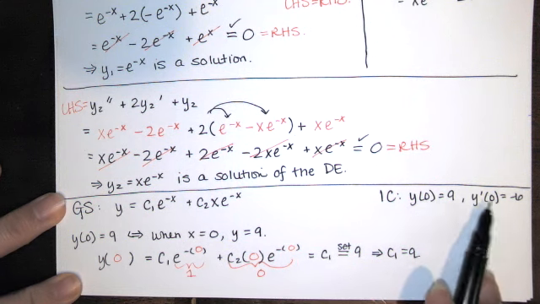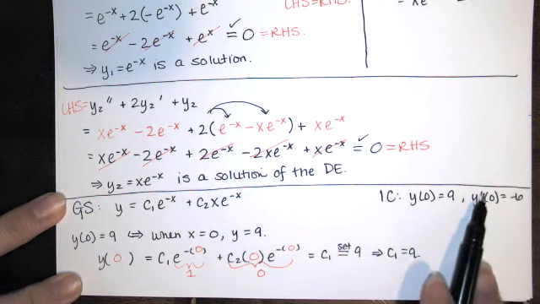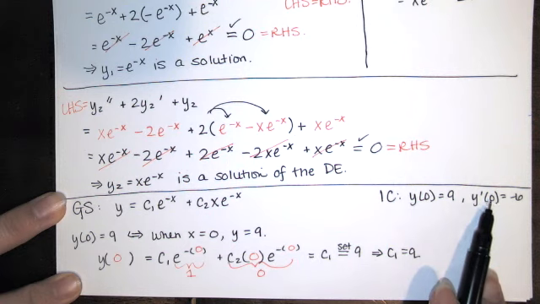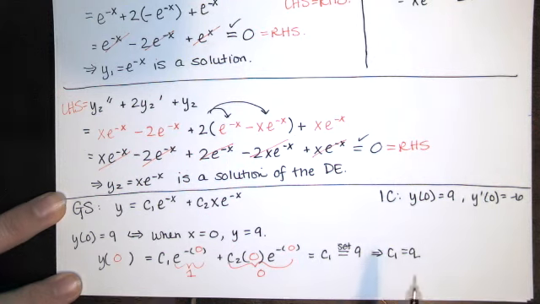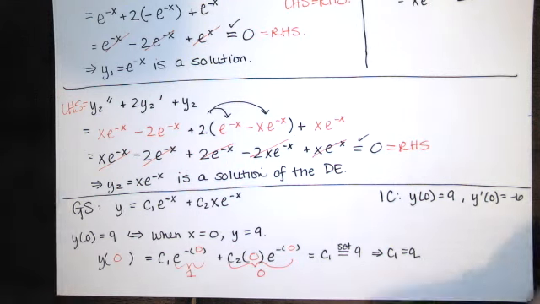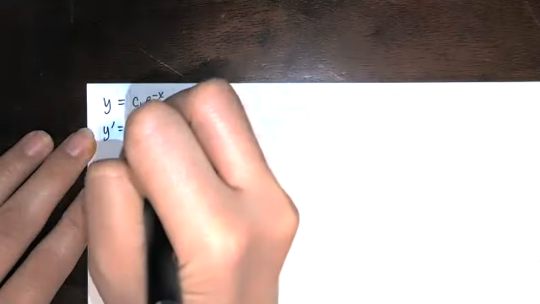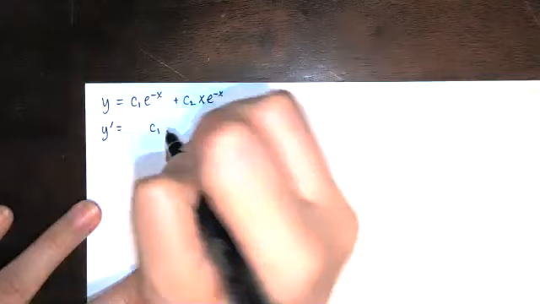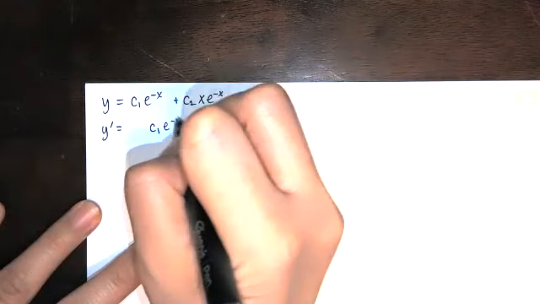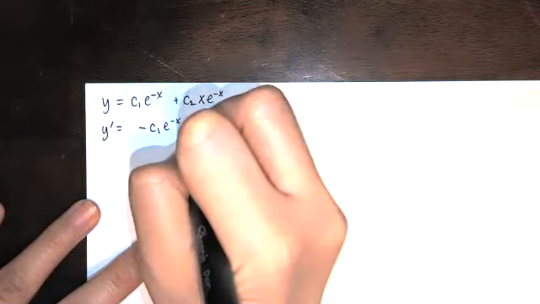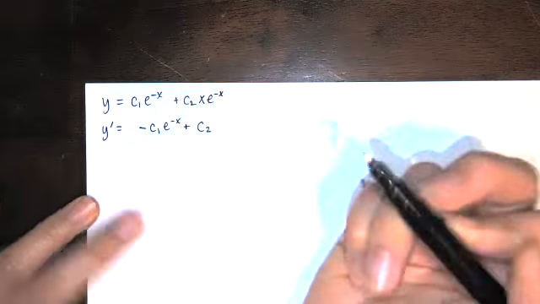And to use the second initial condition, we need to substitute into the derivative of y. We need to replace x with 0 and the derivative with -6. That means we need to compute the derivative. So we have our y here. y prime is this. Bring your constant down. The derivative of e to some power is e to that power times the derivative of the inside, which is -1. Bring your constant C2 down.